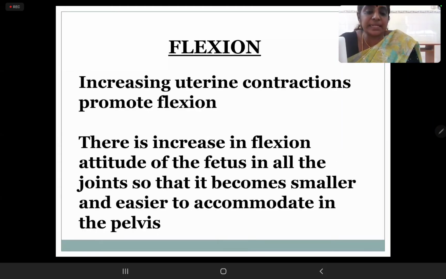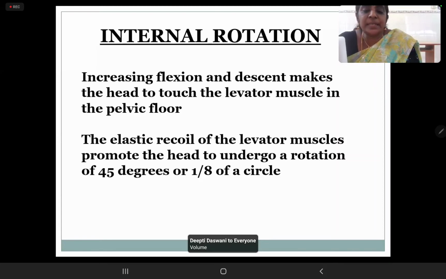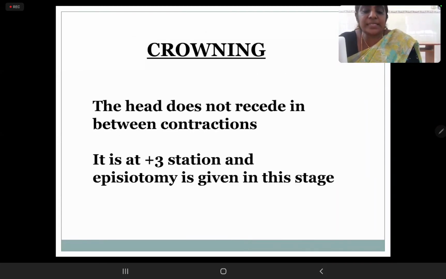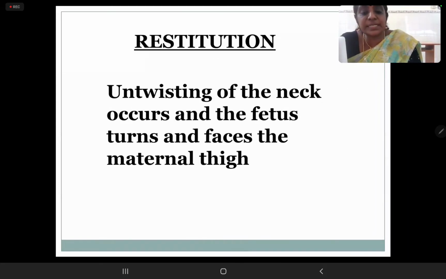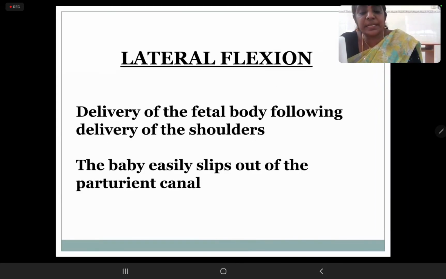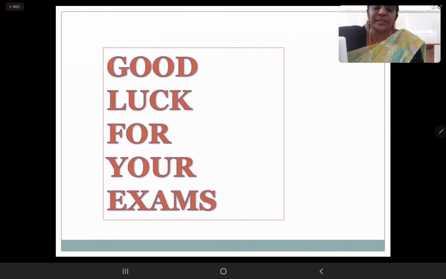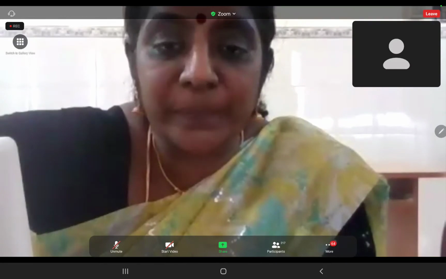Then flexion, it increases contraction. The baby undergoes universal flexion, accommodates itself into the pelvis. And then internal rotation, when the occiput rotates anterior due to the elastic recoil. Crowning is when the head is at +3 and does not recede in between contractions. It is here with the episiotomy. Then the head is born by extension. And restitution is untwisting of the neck, and lateral flexion and delivery of the body occurs. So this is good luck. Now I will show in the full screen in the video. My PPT is over.